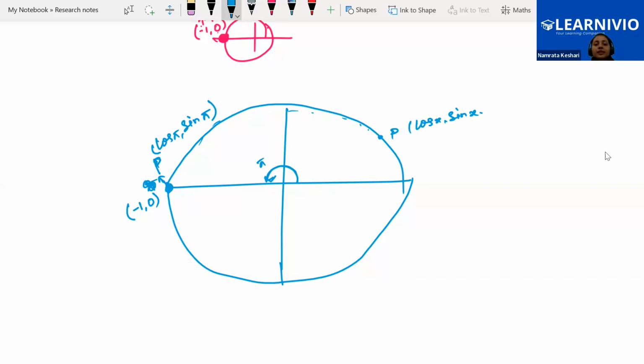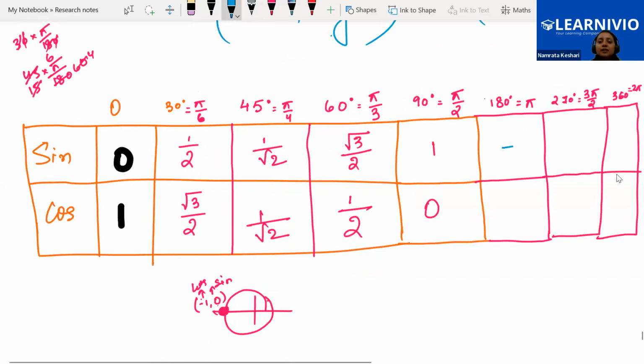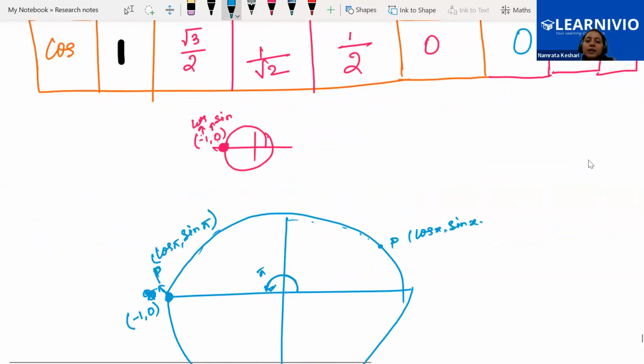Cos pi is -1. Sin pi is 0. Exactly, cos pi is -1 and sin pi is 0. What about 3 pi by 2?